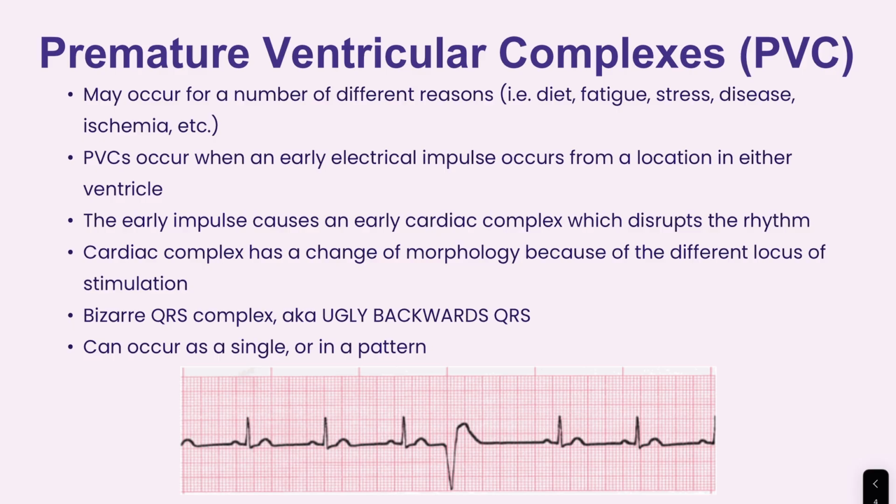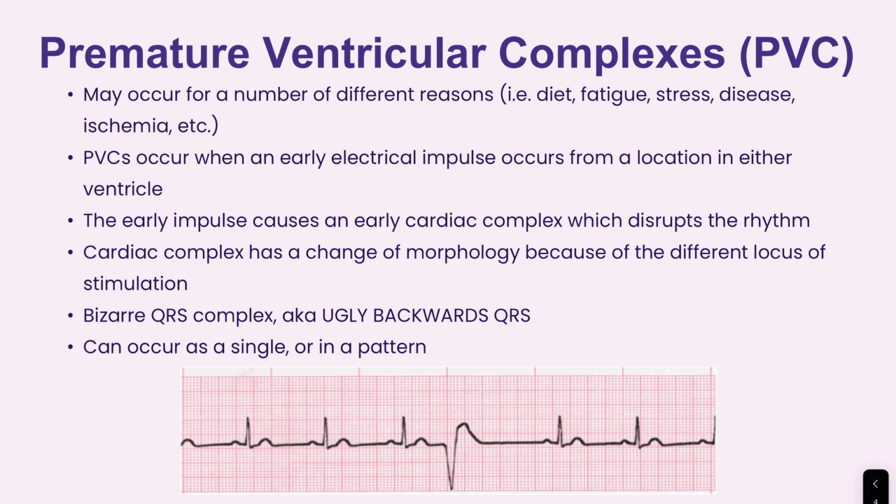Alrighty, so premature ventricular contractions, or PVCs. These can occur for a number of reasons: diet, fatigue, stress, disease, ischemia. I feel like this is starting to sound like the little disclaimer you put at a drug infomercial on TV, right? PVCs can occur when an early electrical impulse occurs from a location in either ventricle.